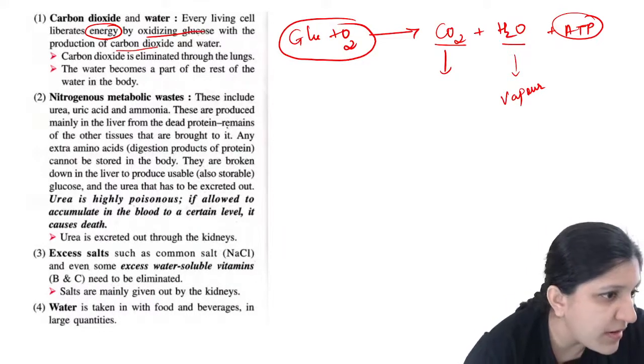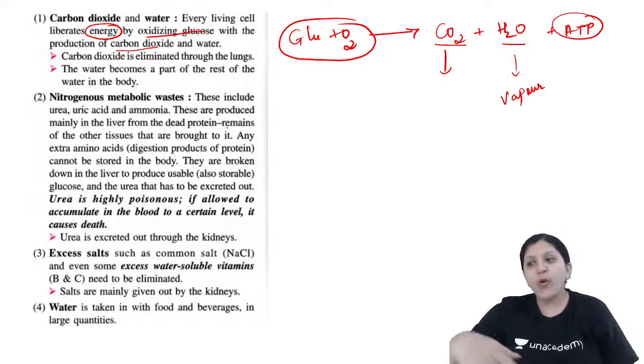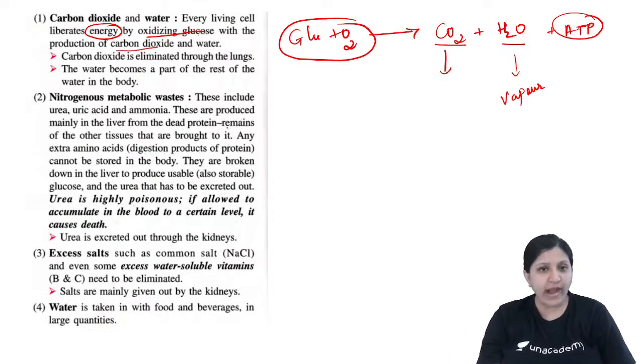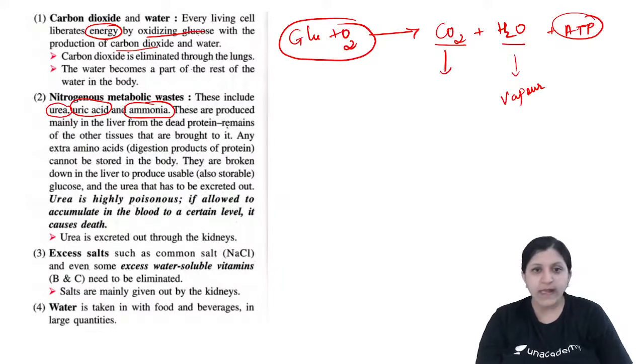Water can be lost in the form of vapor as well. Then there is nitrogenous metabolic waste. These include urea, uric acid, and ammonia. All of these need to be gotten rid of. Ammonia is highly toxic, uric acid is somewhat toxic, and urea is comparatively less toxic. These are produced mainly in the liver itself from the dead protein.